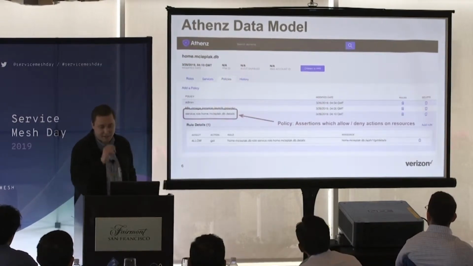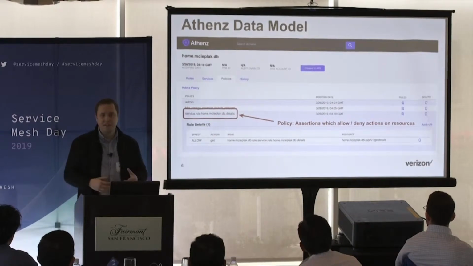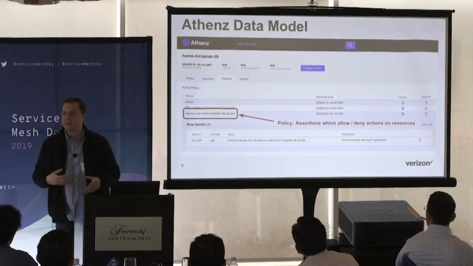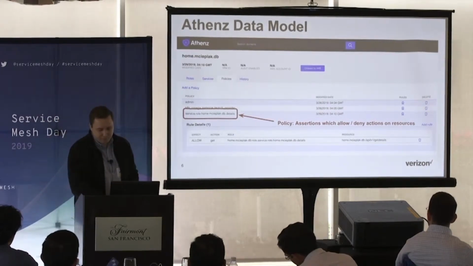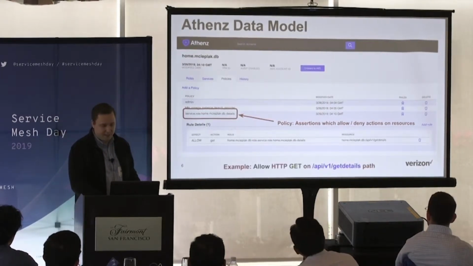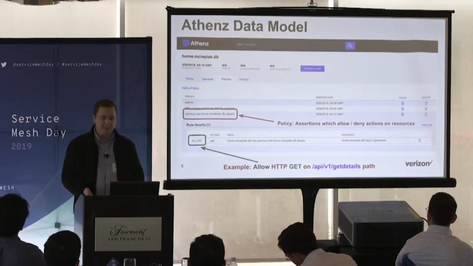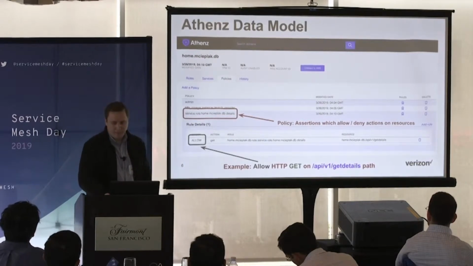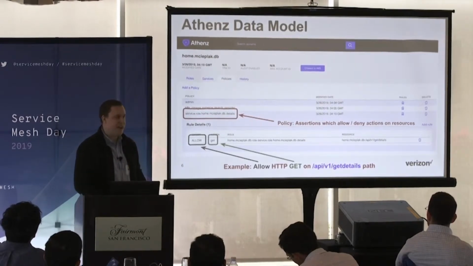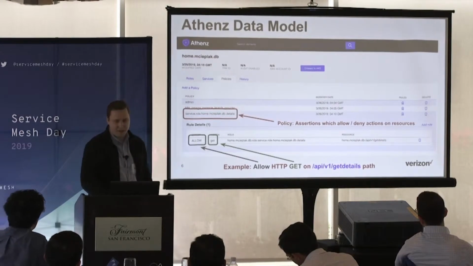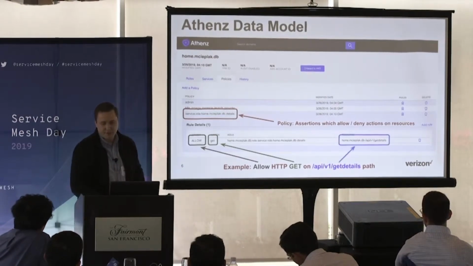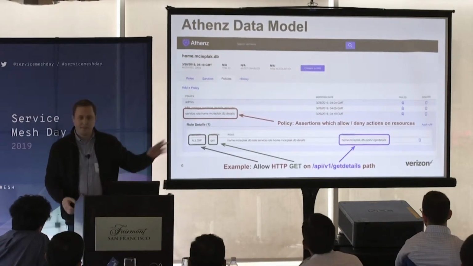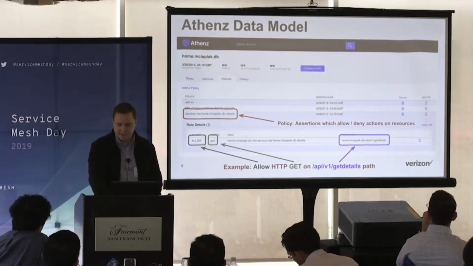Now, on the other hand, we also have policies. So policies are essentially assertions on which actions are allowed or denied on particular resources. So here's an example. You can either allow or deny a specific action in the Athenz UI here. The get will be mapped to the action inside of the UI of the policy. And then in the resource, we will specify the domain and also the HTTP path. For example, here, API v1 get details.